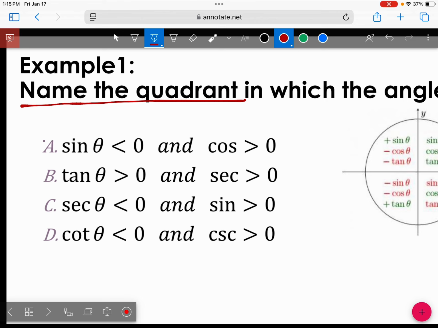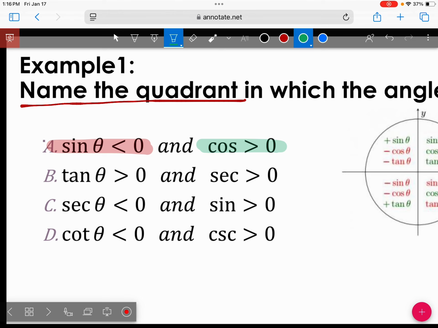Let's talk about it together. So for question A, it says sine is less than 0. If a number is less than 0, does that mean that it's positive or negative? Negative. So that means that we need a quadrant where sine is negative because it's less than 0. Cosine is greater than 0, which means it's what? Positive or negative? Positive. So don't say it out loud. Look at your diagram and see if you can figure out what quadrant has a positive cosine and a negative sine.